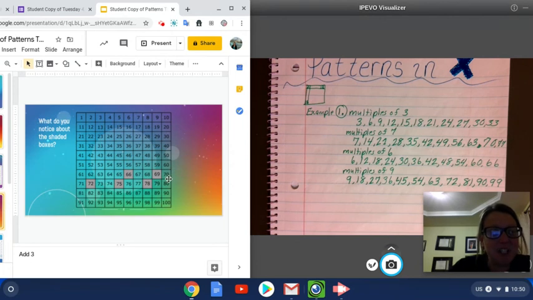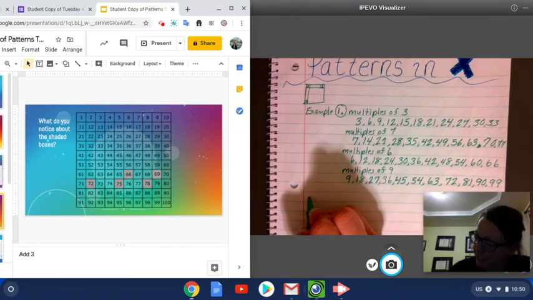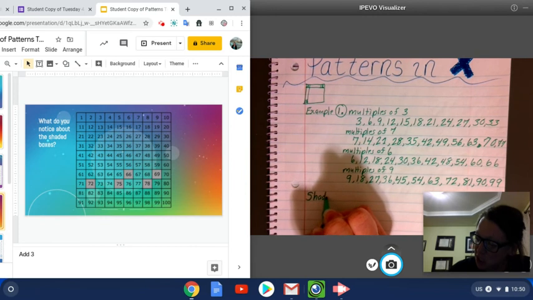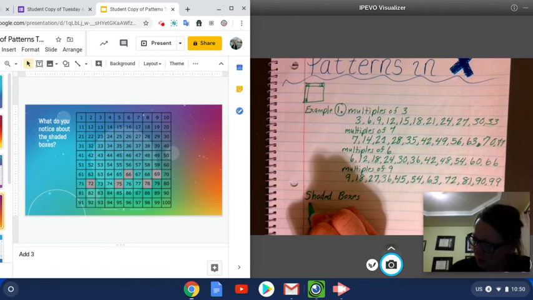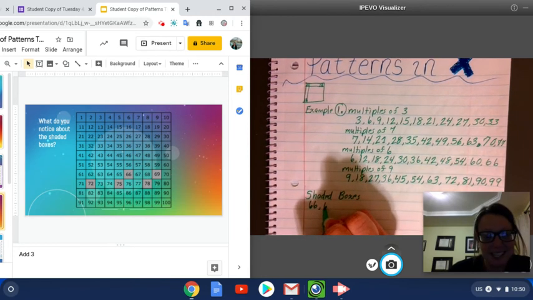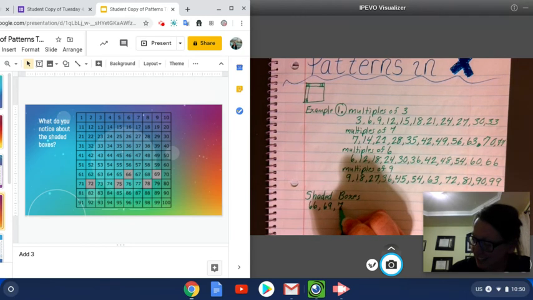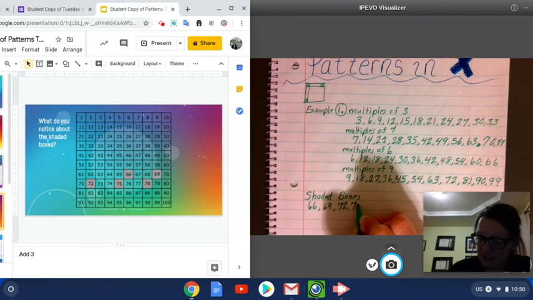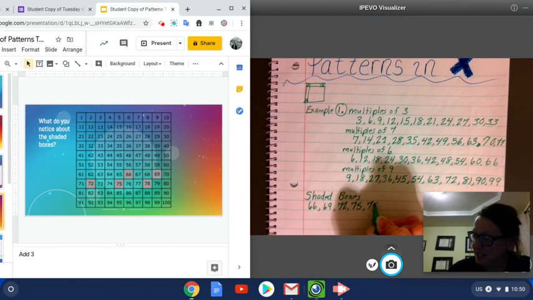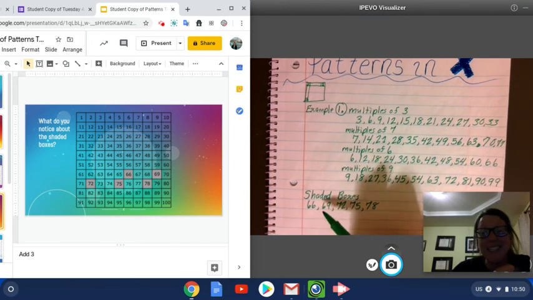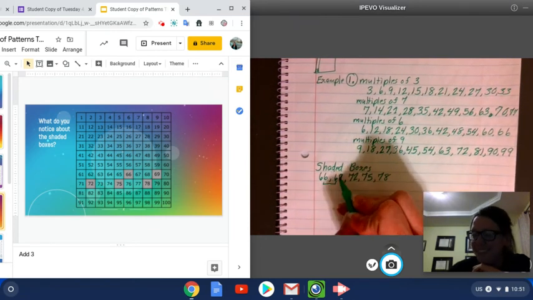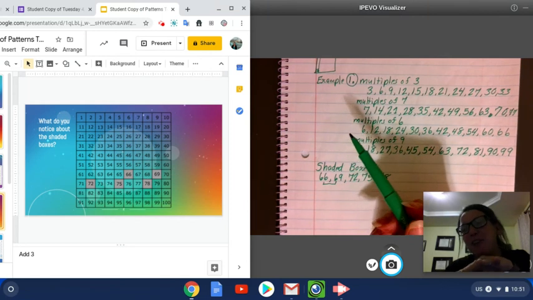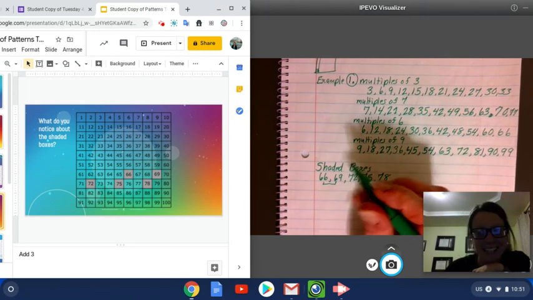Okay, and look at the shaded boxes. What do you notice about these? Well, if we look at the shaded boxes, we will see 66, 69, 72, 75, 78. What do you notice about each of these numbers? What do you notice about the difference between 66 and 69? What did they have to do to get from 66 to 69?